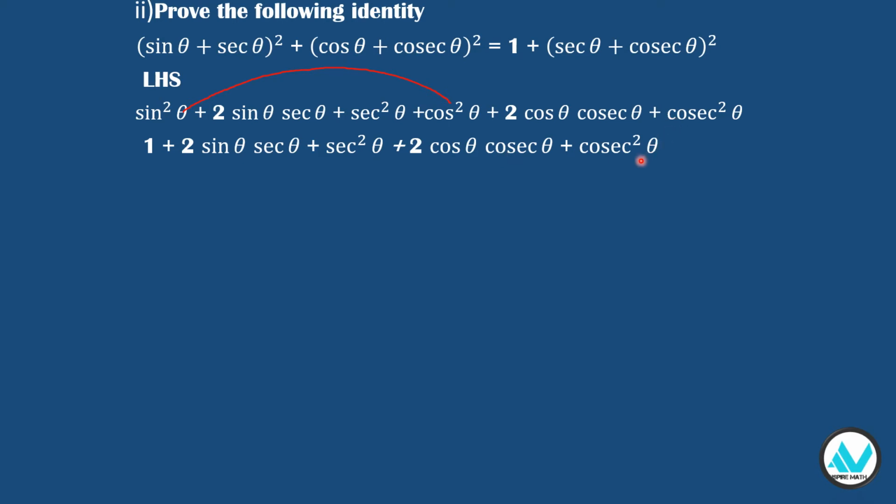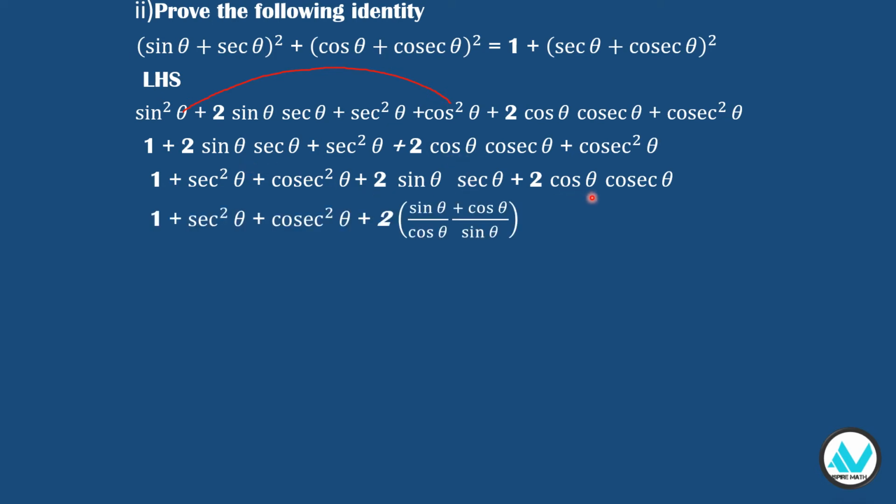Now when I look at my RHS, I have something like sec θ plus cosec θ the whole square. So let me keep 1 plus sec²θ plus cosec²θ untouched till the end, plus 2 times sin θ sec θ plus 2 times cos θ cosec θ.